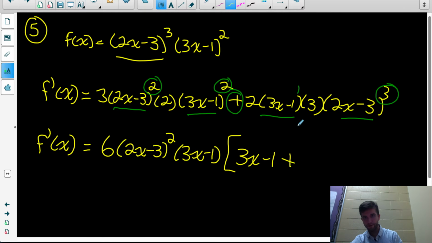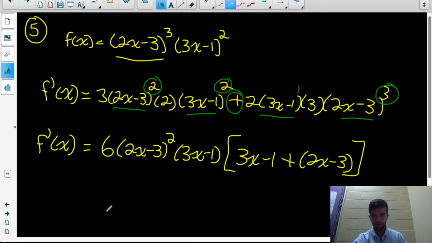Plus, now let's divide the second term here. Let's divide this term by what we took out. So I've got 6 divided by 6, that's 1. I'll do 2x minus 3 first. 2x minus 3 cubed divided by 2x minus 3 squared is 2x minus 3. And then 3x minus 1 divided by 3x minus 1 is 1, so I don't have to write that. So there we go. It's common factored.